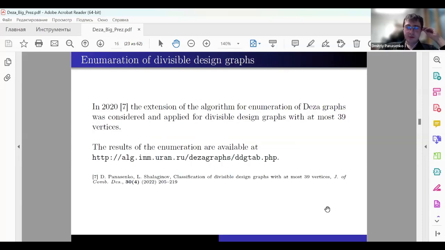So in 2020, the extension of the algorithm for enumeration of Deza graphs was considered, and we were able to find divisible Deza graphs with at most 39 vertices. Once again, if you're interested, please visit the website. But I will talk about the results right now in more detail.